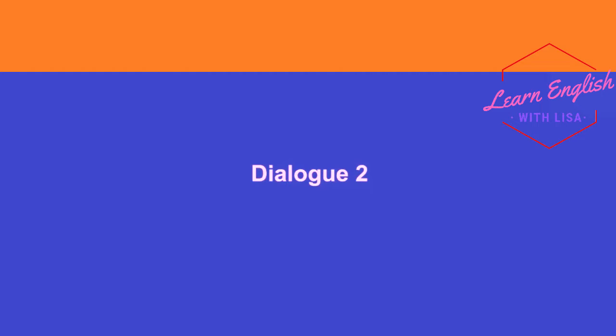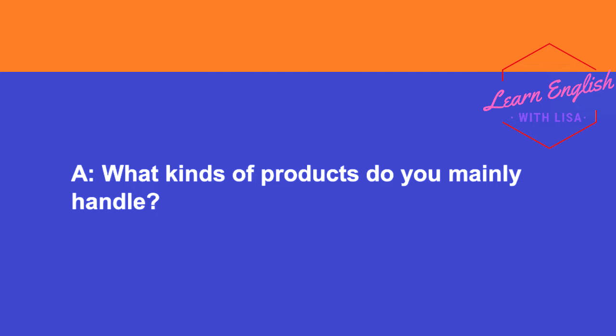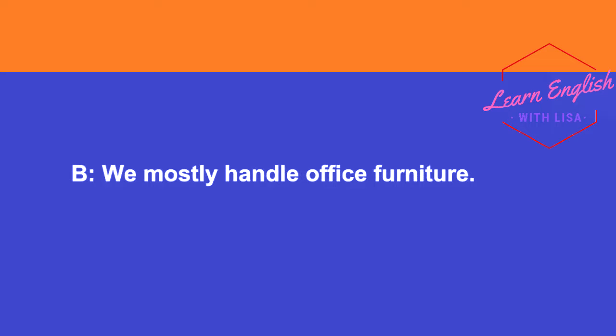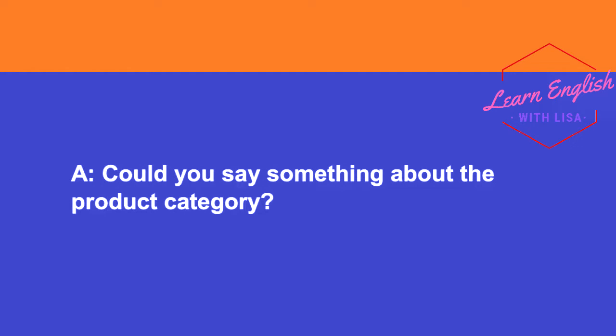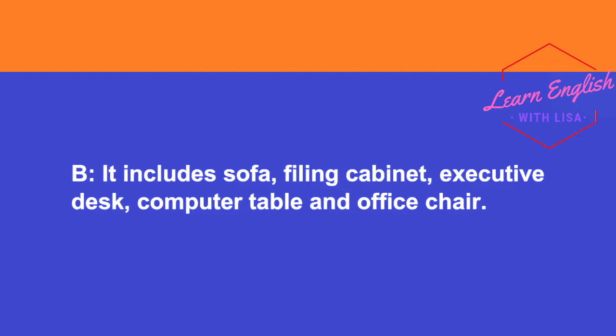Dialogue 2. What kinds of products do you mainly handle? We mostly handle office furniture. Could you say something about the product category? It includes sofa, filing cabinet, executive desk, computer table, and office chair.